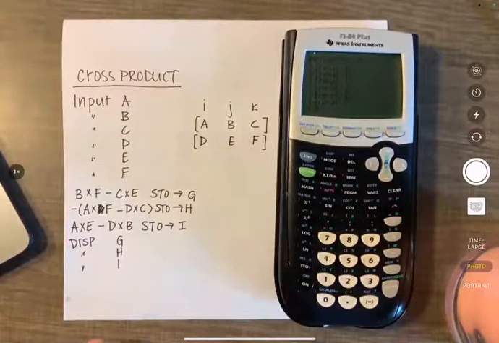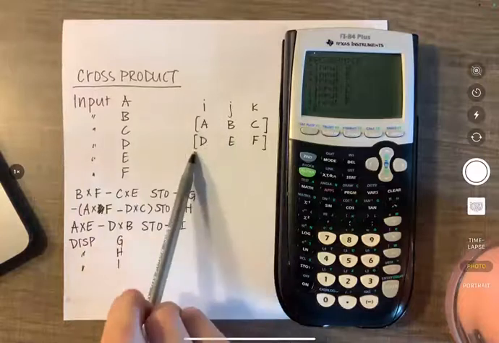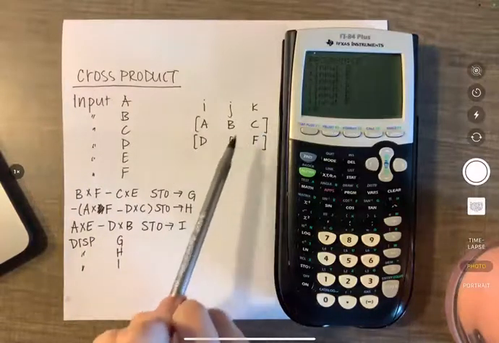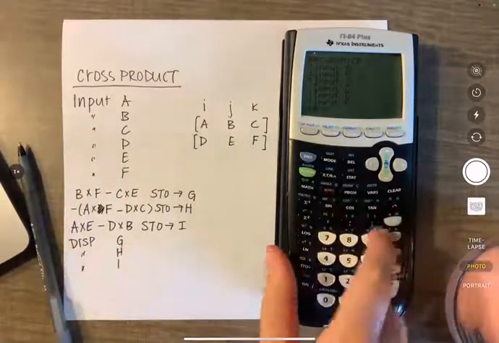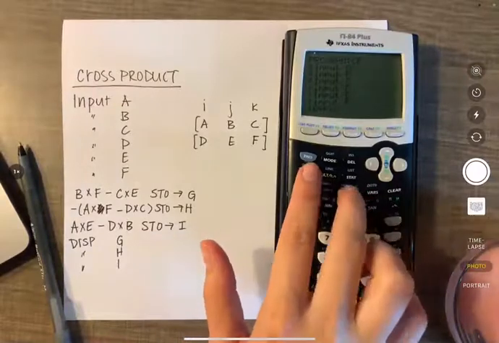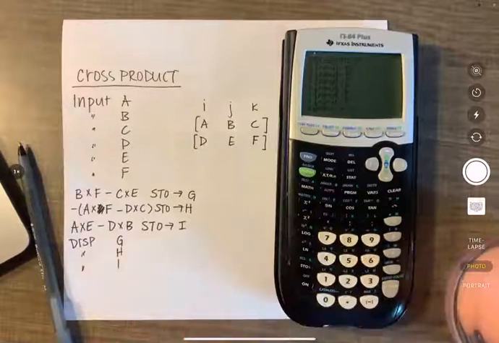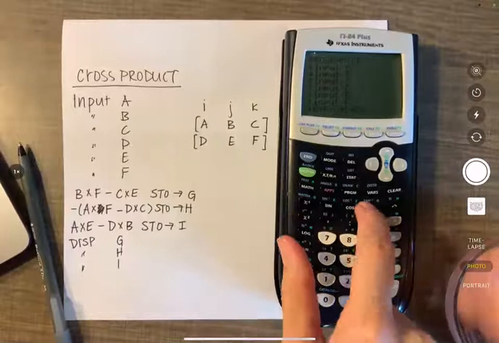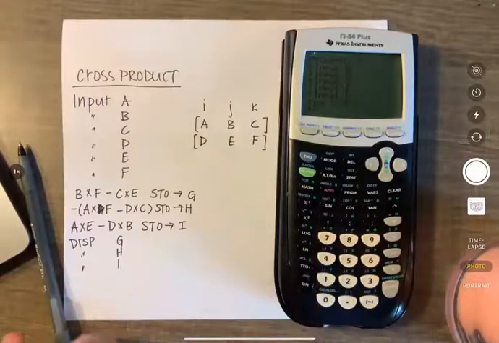And remember, if you're doing a cross product, if I'm looking for the I component, I do B times F minus C times E. That's exactly what I'm going to tell it to do. So I'm going to say B times F minus C times E. And that's the actual math, but again, I want to store it as a different letter. So I'm going to go store as G. And then I move on to the next one.